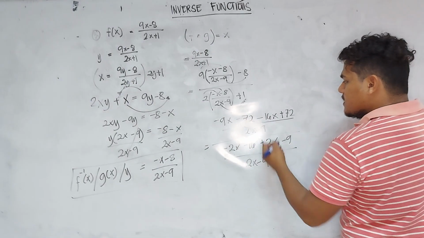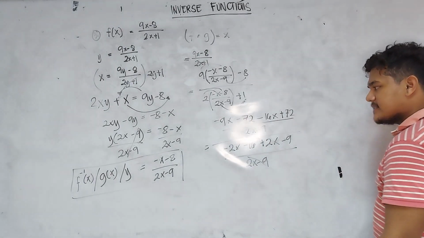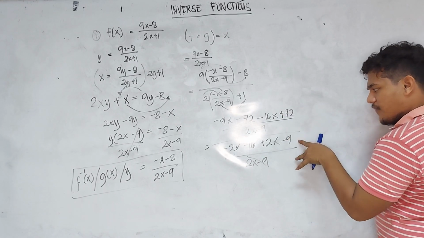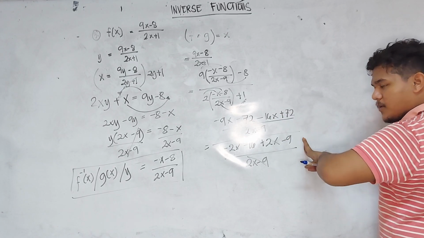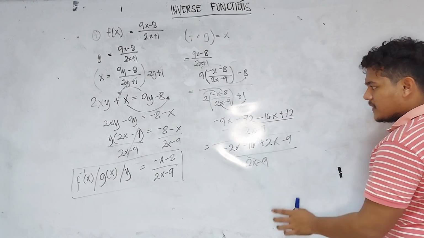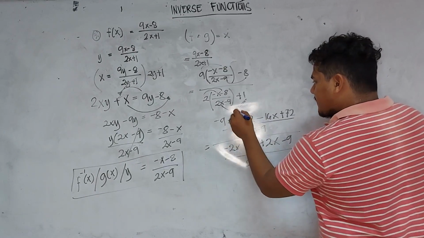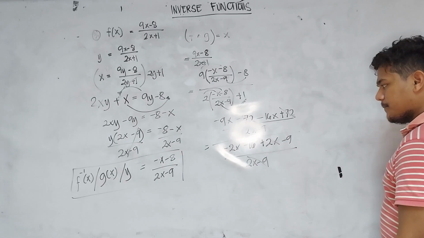Combine like terms, 2x minus 9, 2x minus 9, cancel. What cancels, sir? A fraction over a fraction, when you take the reciprocal, both denominators cancel, so they are the same. Negative 72 plus 72, cancel, right?